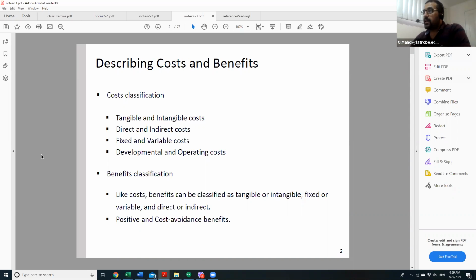Let's move on. So when we say cost benefit analysis, the cost can be classified into four types, or four classifications. The first one we call tangible and intangible cost. What does that mean? Do you have an idea? Have you heard about such a thing?